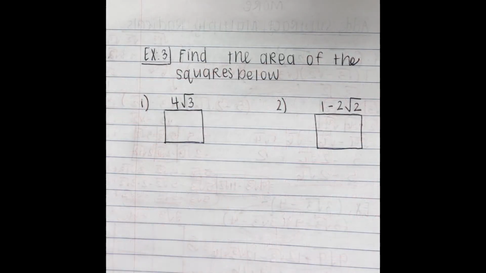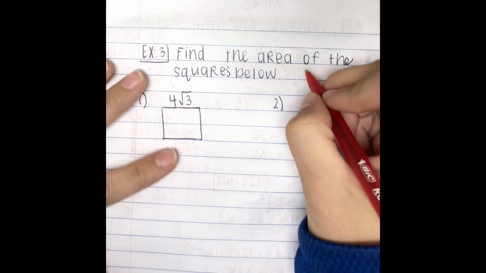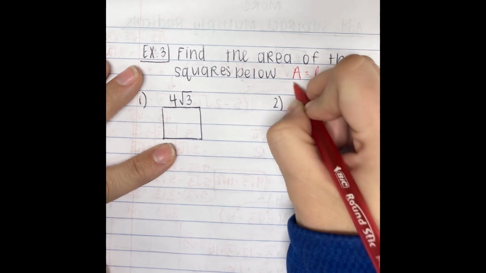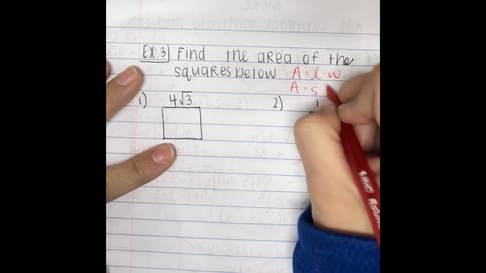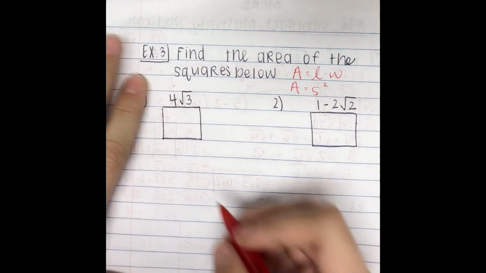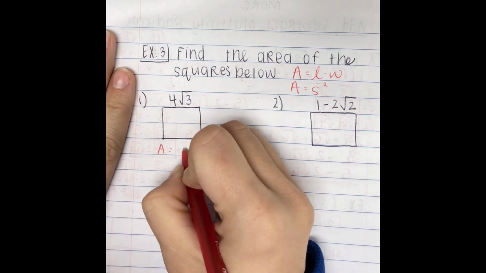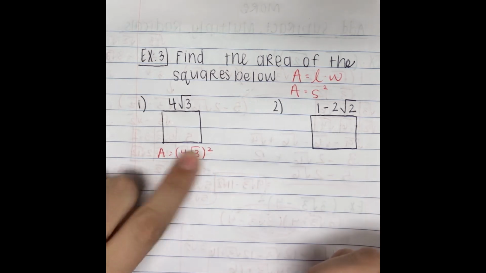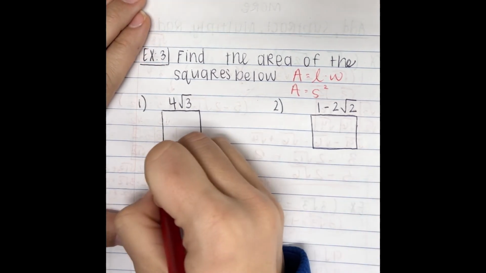These next ones are just finding the area of the squares below, and then we'll do rectangles, and you're done. So area for a square is like the area of a rectangle. It's just length times width, or it's your side squared. Okay, so we're just multiplying this by itself twice, okay? You can either say length times width, or you can say side length squared. Either way, you're multiplying it by itself twice, right?